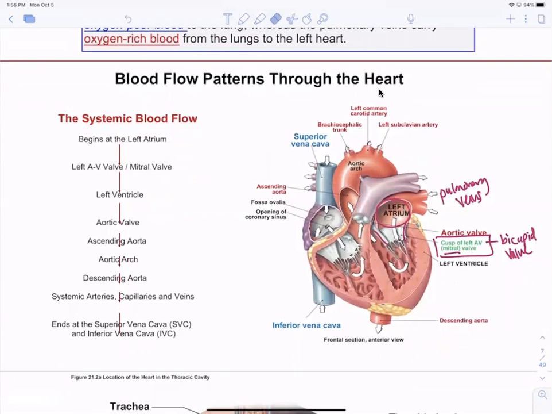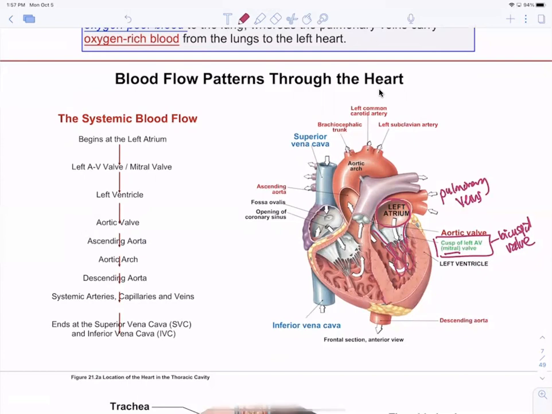Oh, whoops, I didn't spell it right. Let's do that again. Because there's two flaps, two cusps. They're chordae tendineae, again, attached to papillary muscles in the myocardium.